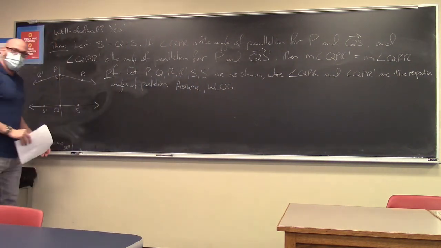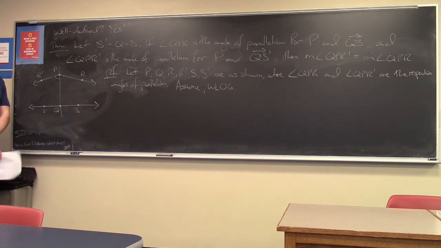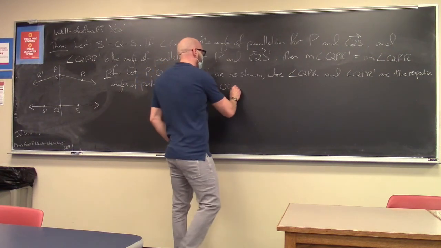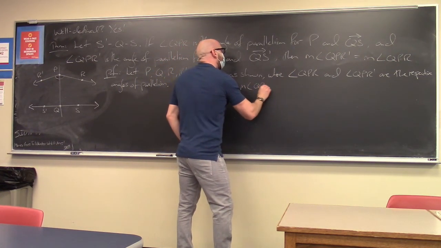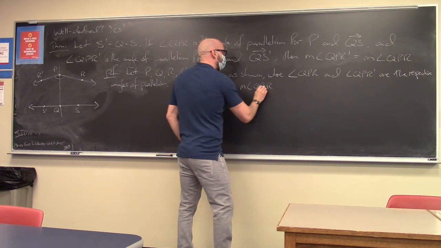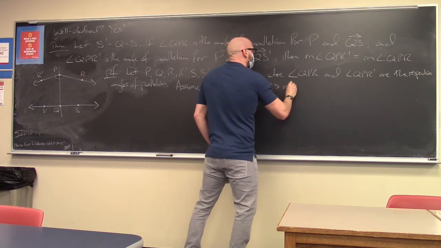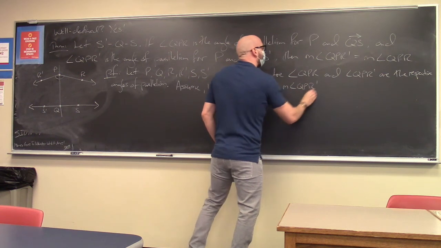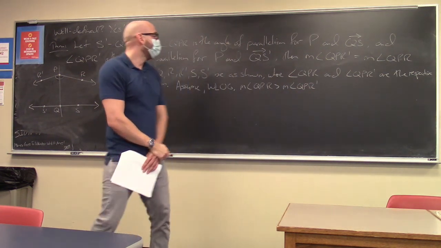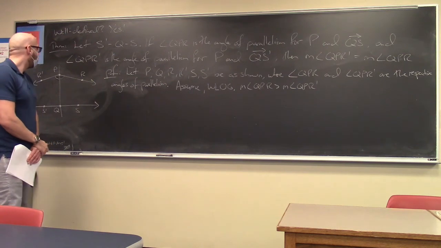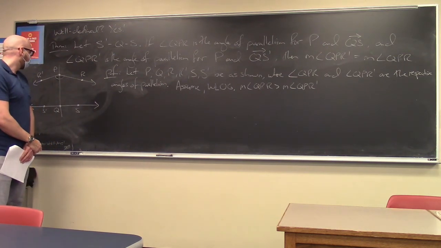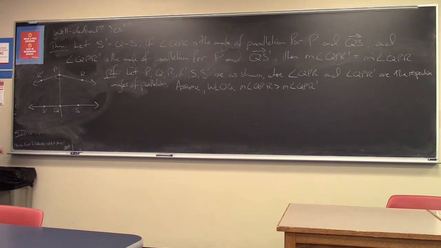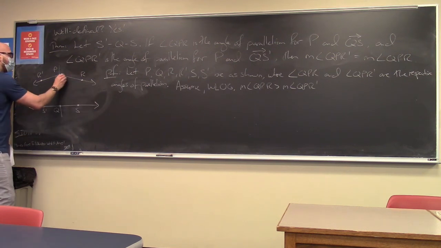If they're not the same, one of them has to be bigger, right? So we'll just assume QPR is the bigger angle, and assume without loss of generality that the measure of angle QPR is bigger than the measure of angle QPR prime. Okay, so we're going to show that this leads to a contradiction, but supposing they're not equal, one of them has to be bigger, so let's call this one the bigger angle.